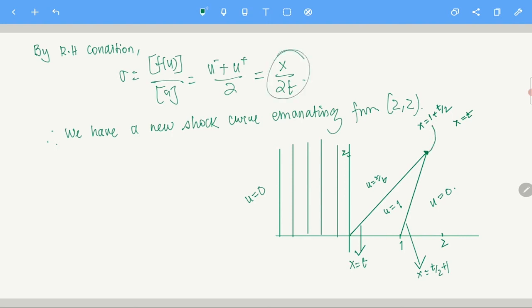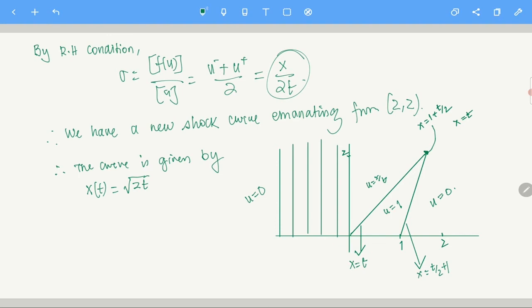What is the curve? The slope of that curve is given by x by t. Therefore, since the speed is given by x by 2t, the curve is given by x as a function of t is root 2t. Clear? You just put it in the problem and you can get it. It's not a very difficult thing to see. I'm not calculating all that, I'm just writing it down.